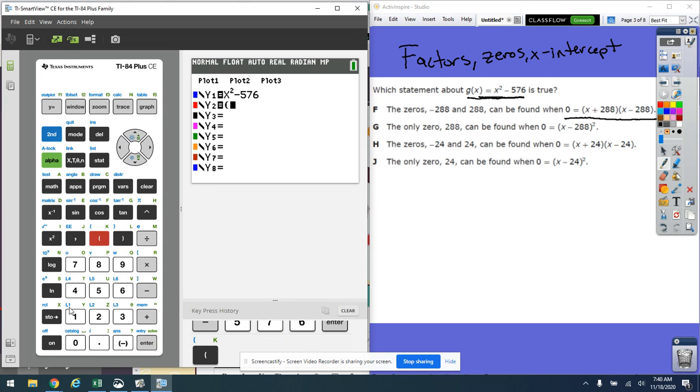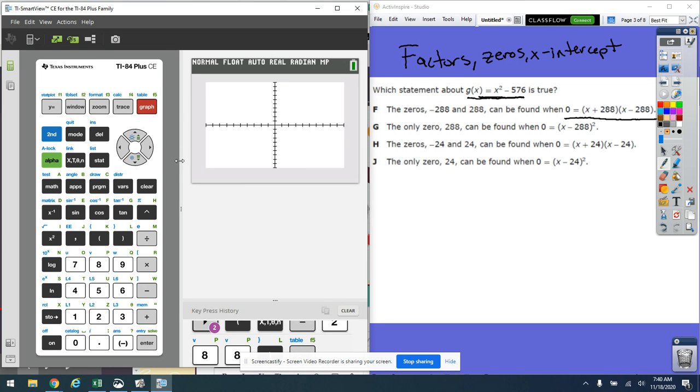So I'm going to do parentheses x plus 288. Oops, too many eights. Open parentheses, x minus 288, and then close the parentheses. So now I want to see, does this match up with my given statement here? So here we go.